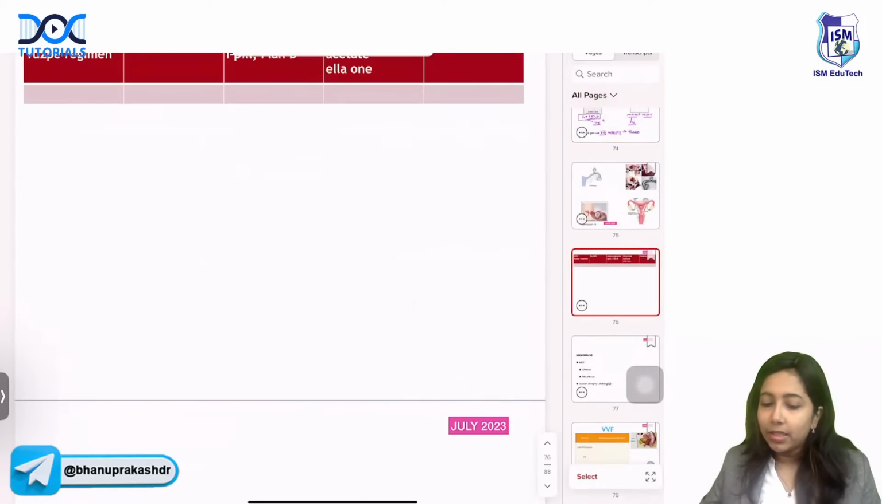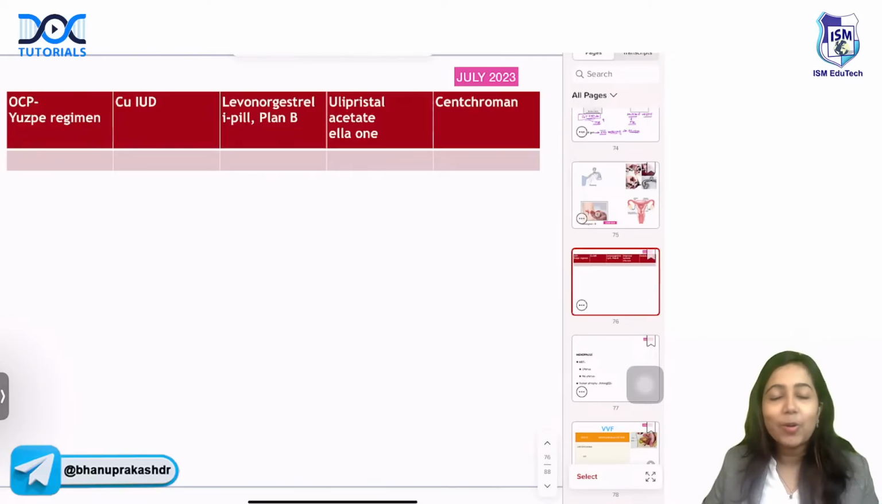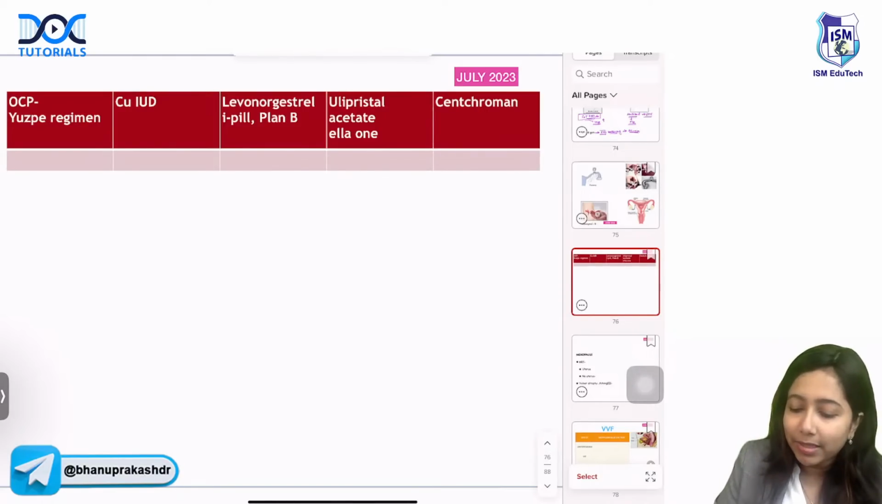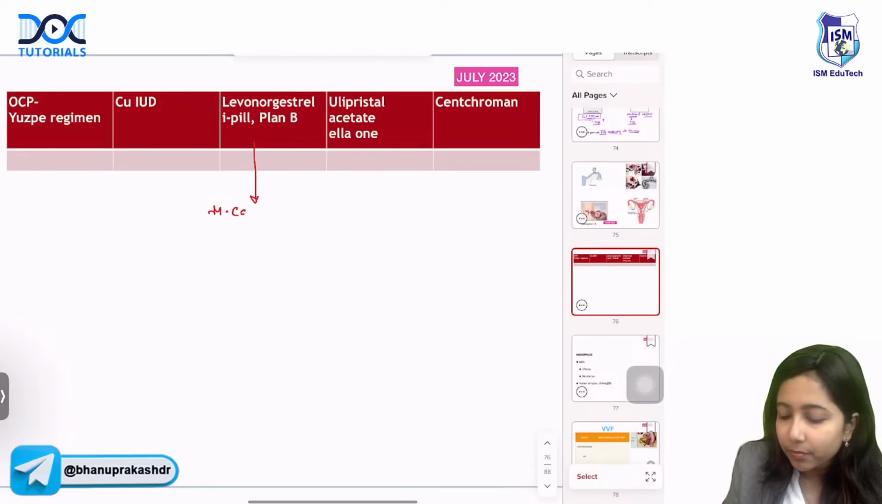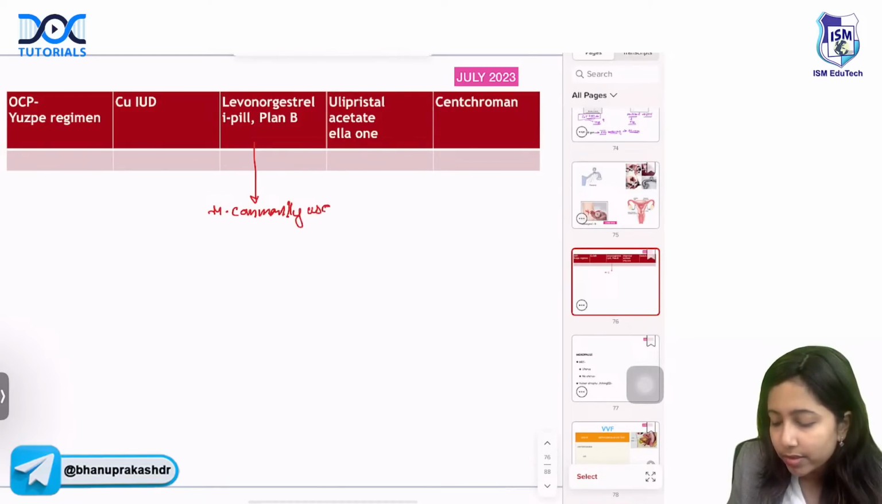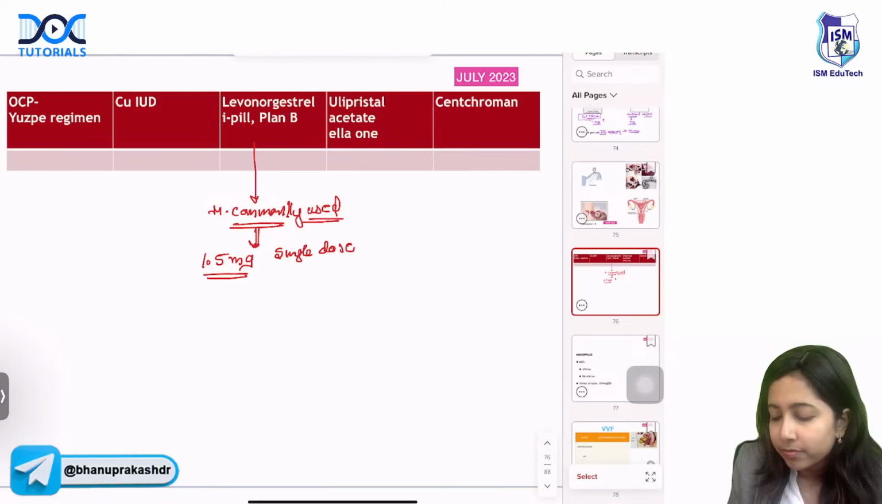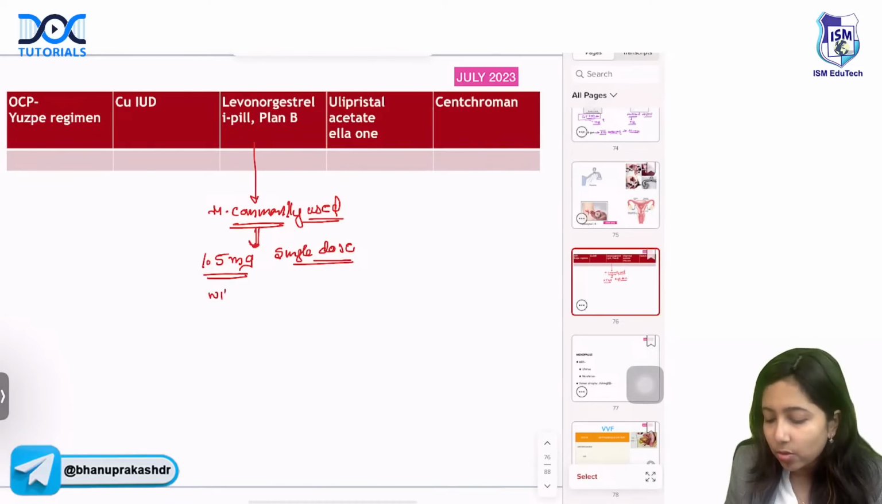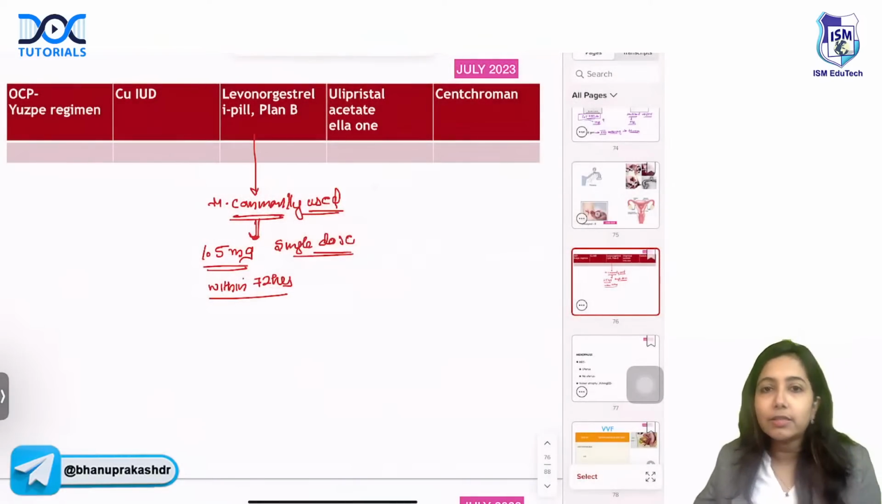All right. So there can't be any exam where they don't ask about emergency contraception. Emergency contraception is also very important. What is the most commonly used emergency contraception? That is basically our I-pill or the levonorgestrel containing tablets. The most commonly given dose is 1.5 milligram as a single dose. And this has to be given within 72 hours of unprotected sexual intercourse.